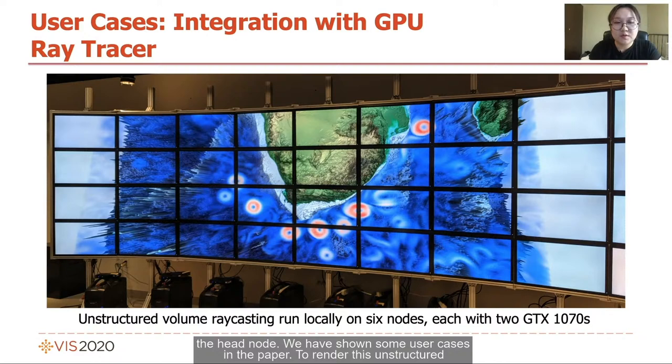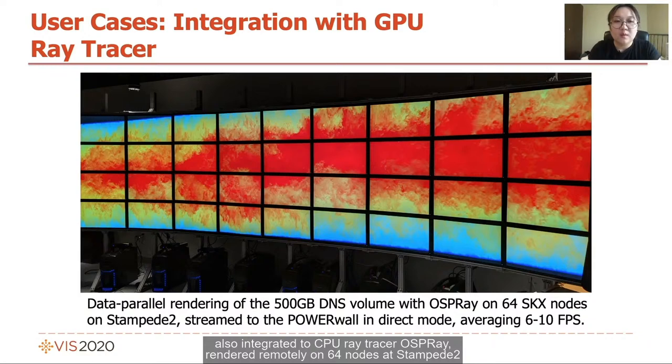We've shown some use cases in the paper. To render this unstructured volume, we integrated our library into a GPU raycaster to render across 6 nodes, each with 2 GTX 1070s, and displayed locally on a parabola using the direct mode. We also integrated into a CPU raytracer, Osprey, rendered remotely on 64 nodes of Stampede 2, and streamed back to the parabola using the direct mode.